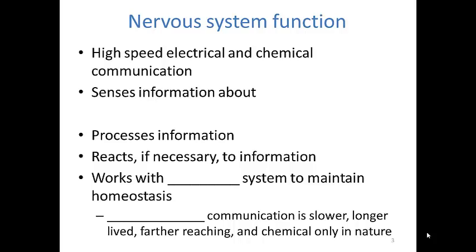Endocrine communication is much slower though, so it's not high speed. It lasts much longer. There's hormones, which are chemicals used by the endocrine system. There are hormones in your body that were released maybe a month ago, and they're still circulating through your blood. And the endocrine system is much farther reaching than the nervous system. Additionally, the endocrine system is chemical only in nature. There's no electrical component to the endocrine system.